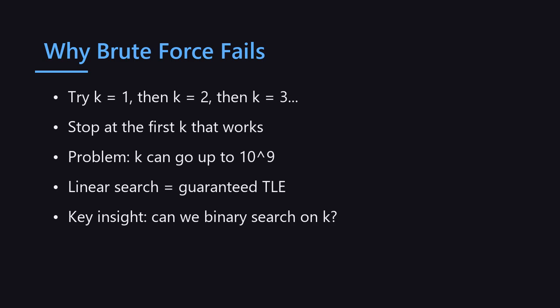The naive approach is to try every speed from 1 upward until we find one that works. But look at the constraints. Pile values go up to 10 to the power 9. That means K could also be that large. Trying each one linearly would be way too slow. We need a smarter approach. And the key insight is, can we apply binary search on the answer itself?